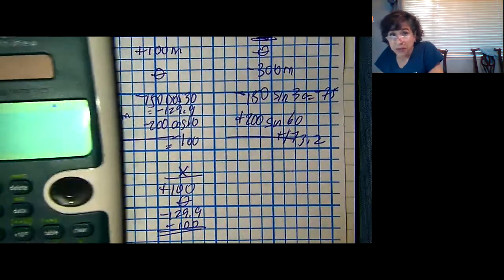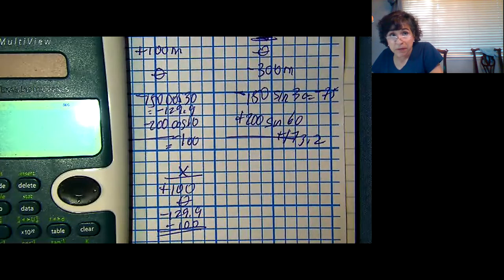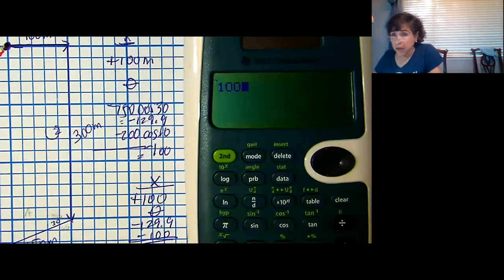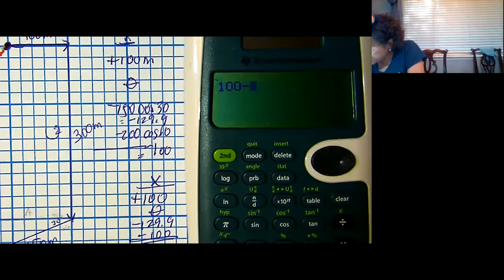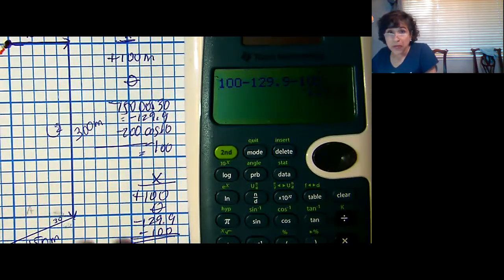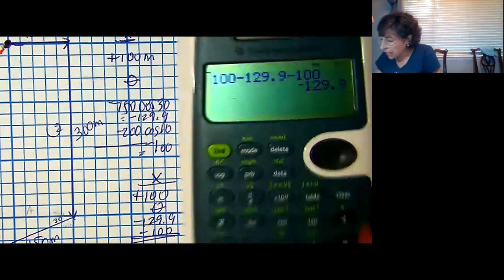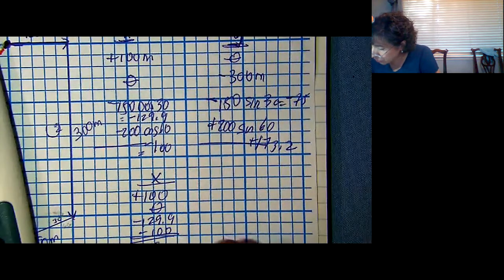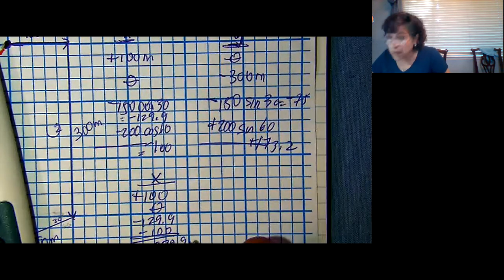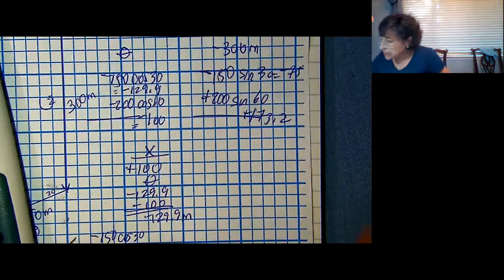So what do we have here? 100 minus 129.9 minus another 100. Oh, silly me. I should have recognized that the 100 and the 100 would cancel out, and we just end up with the negative 129.9. Okay, negative 129.9 is what we get for the X component, meters. All right, see if we get that on the other side.